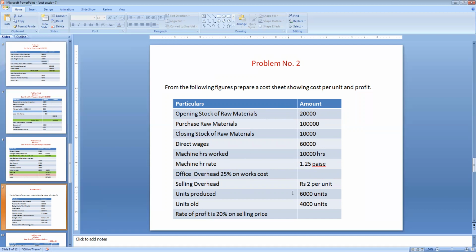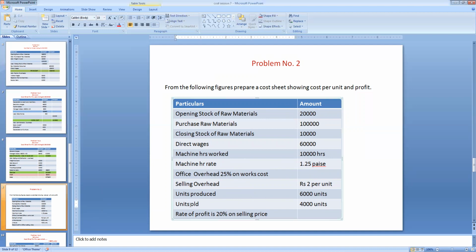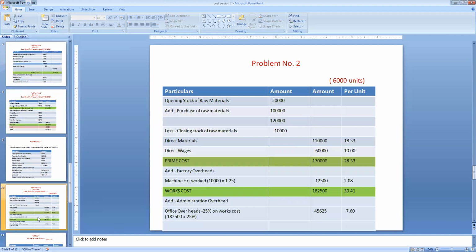Next, selling overheads is given, that is 2 per unit. The production units are 6,000, but how many units are sold? Only 4,000. The remaining 2,000 is the closing stock value, because the units we produce are 6,000, but the selling units are only 4,000. What is the closing stock value? 6,000 minus 4,000 is the closing stock of the finished goods. And the rate of profit is given, that is 20% on the selling price. Let us see how to calculate.